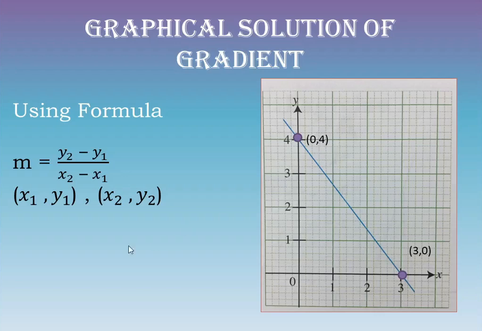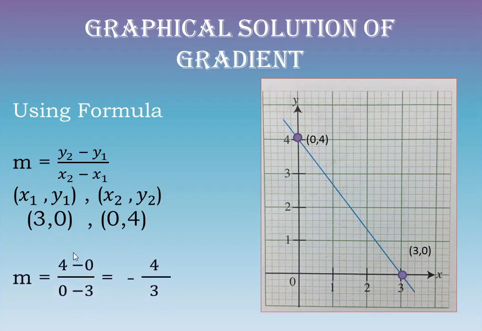So putting these 2 points in this formula, x1 we have 3, y1 is 0, x2 is 0 and y2 is 4. By putting these values in the formula, we get our answer, minus 4 over 3. The negative sign shows that the line is going upward to the left side. That's why our gradient is negative.